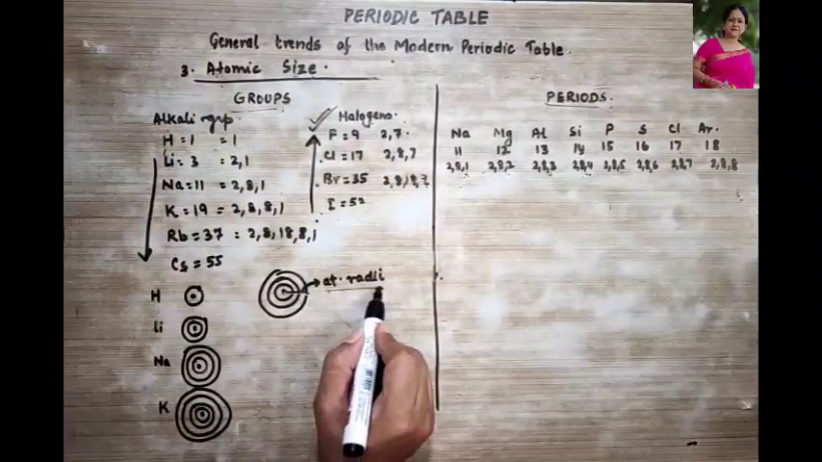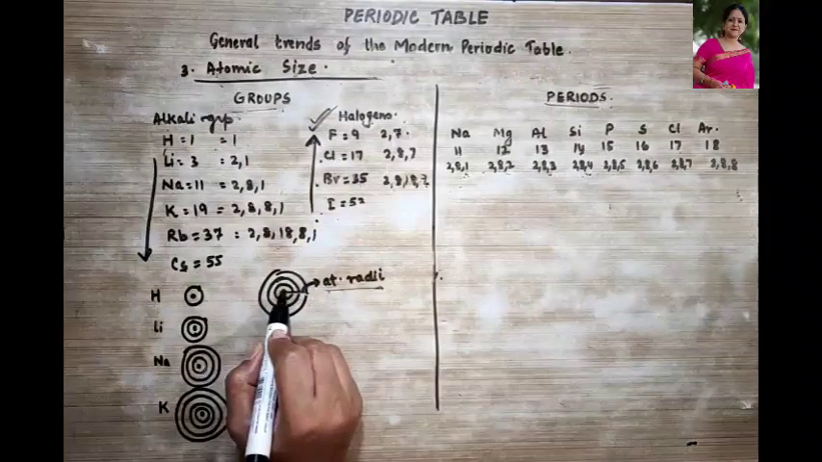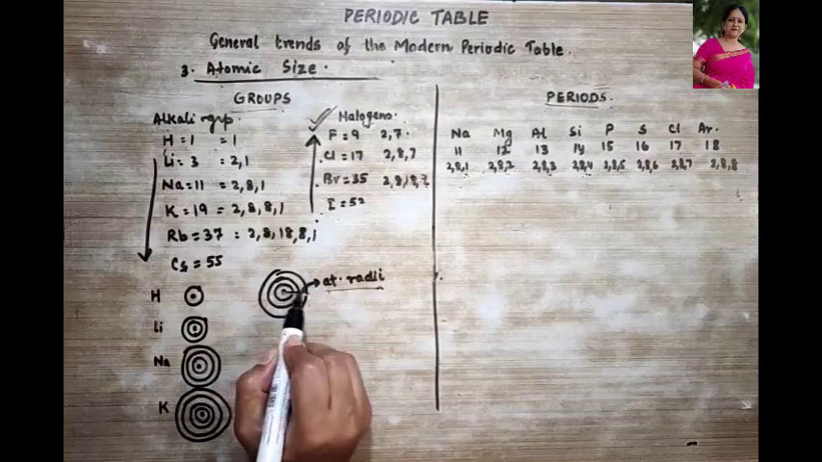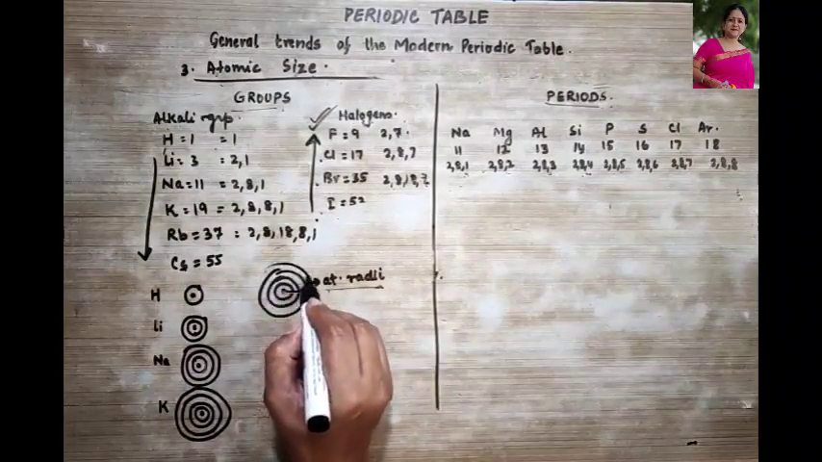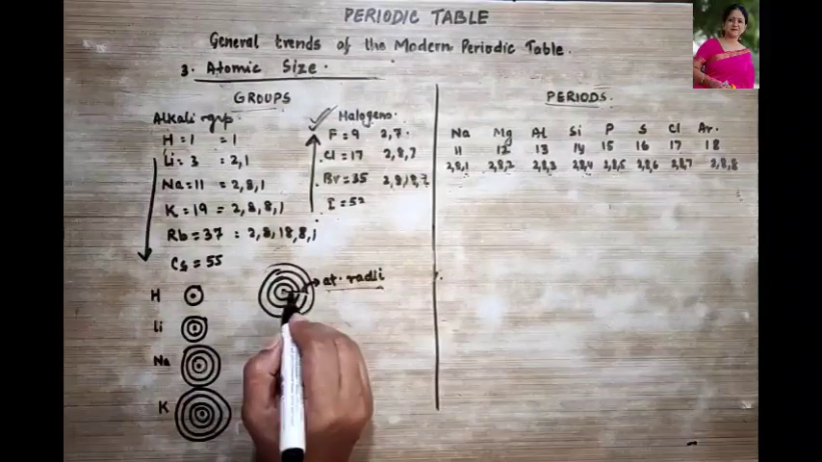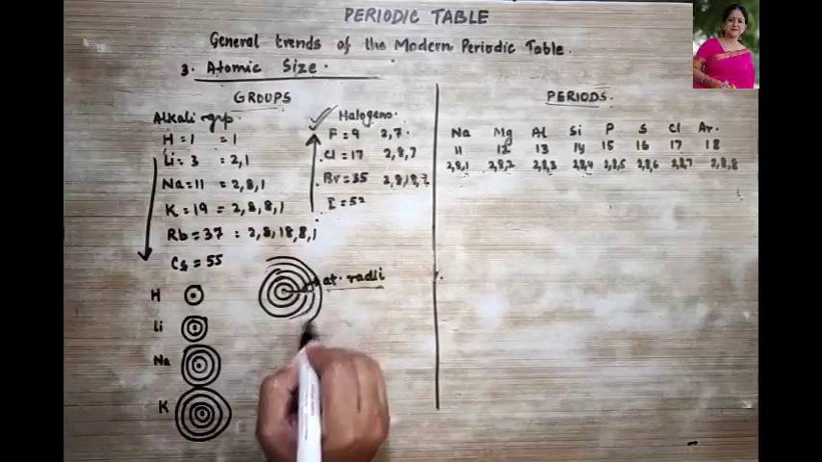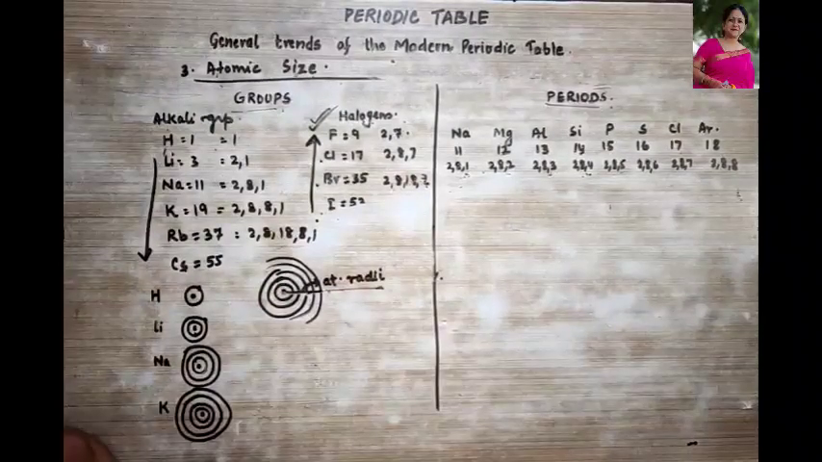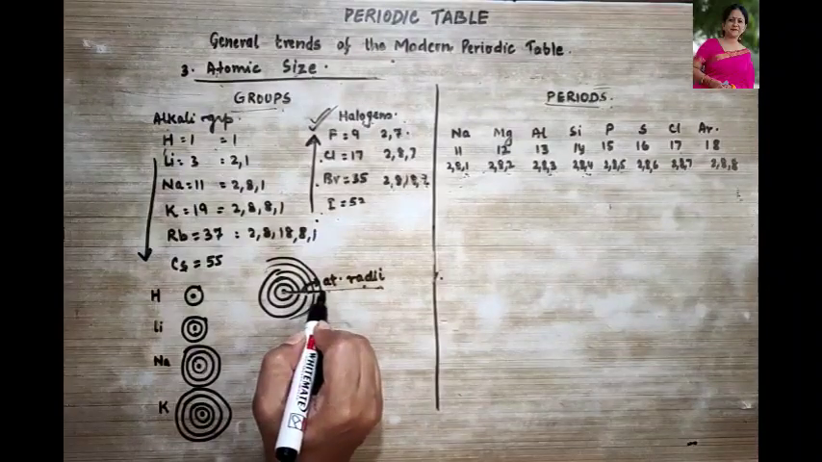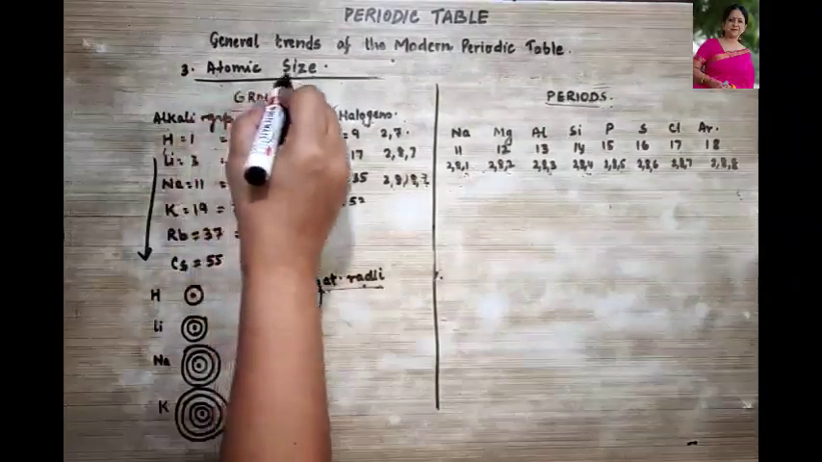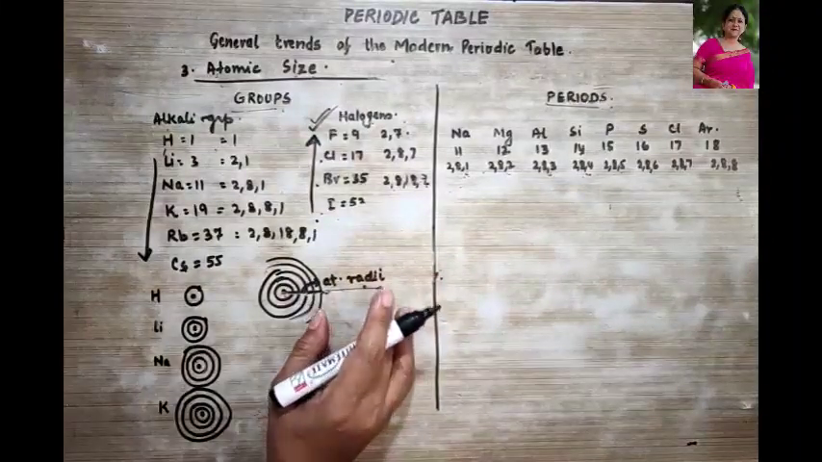Now, atomic radii depends on what? What did I say? It is the distance from the center of the nucleus to the outermost shell. That means this atomic radii depends upon the shell. I have increased the shell. Now, the atomic radii has increased. I have increased another shell. Now, atomic radii has increased again. So, atomic radii depends upon what? Number of shells. Okay. So, atomic size also depends upon what? Number of shells. Is this point clear?